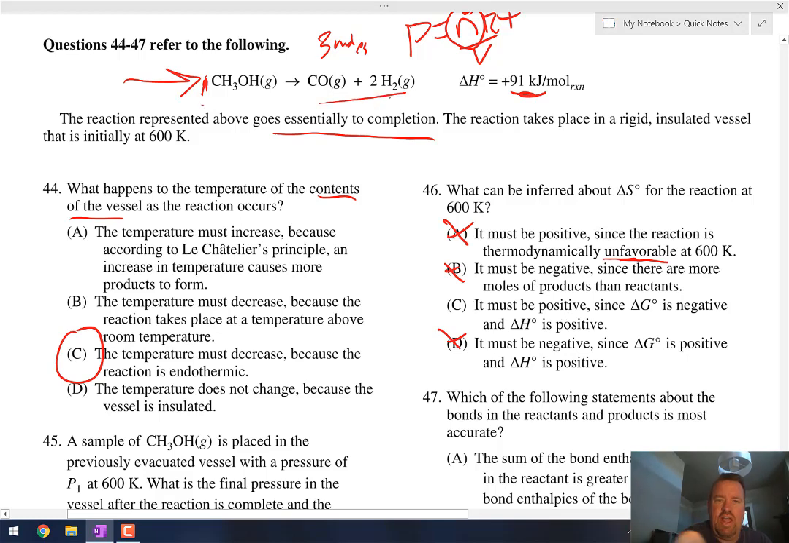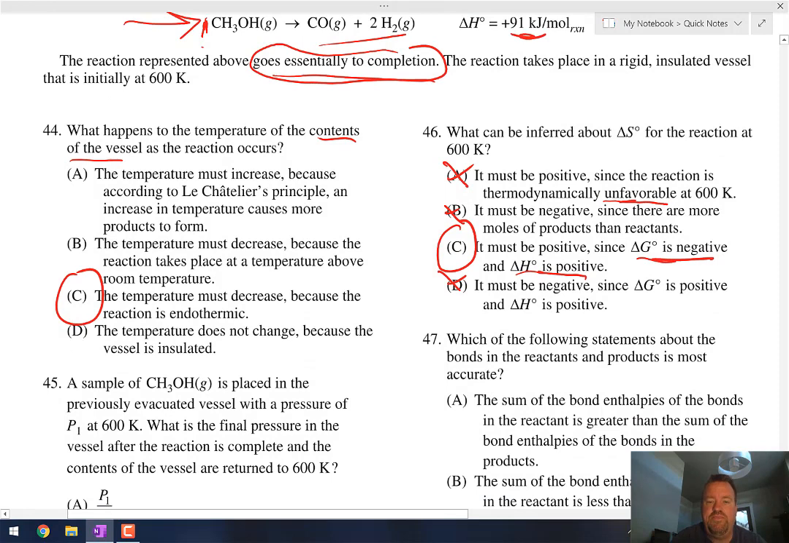Because you're going from 1 gas to 3. Because the reaction goes essentially to completion, which means the reaction's happening. And if the reaction's happening, delta G must be a negative value. So C is correct. The only way for delta G to be negative, if delta H is positive, is if the delta S value is also a positive value.